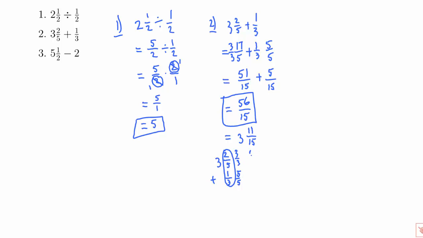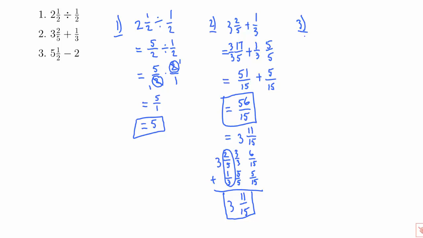So 2 times 3 gives me 6. 5 times 3 is 15. 1 times 5 is 5. 3 times 5 is 15. Now I have a common denominator. Because I have a common denominator, I can just add the numerators. 6 plus 5 is 11, and keep the denominator of 15. And 3 plus 0 is 3. Now notice that this is a mixed number because 11 is less than 15. If this number here was greater than 15, we would have to convert it back into a mixed number and then add 3 to it. But we don't have to worry about it, so there you go.